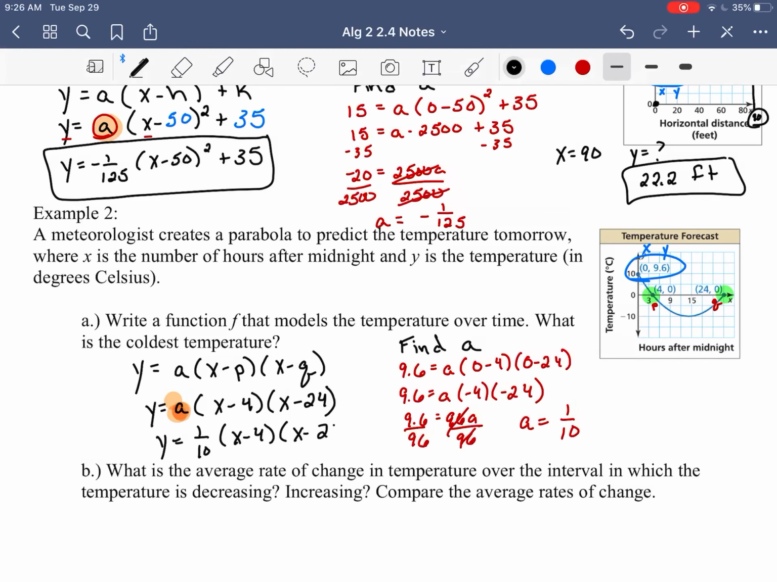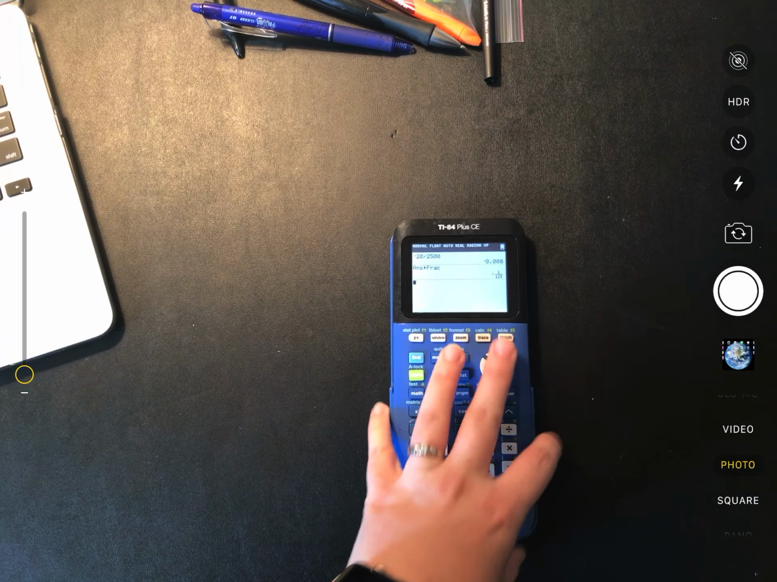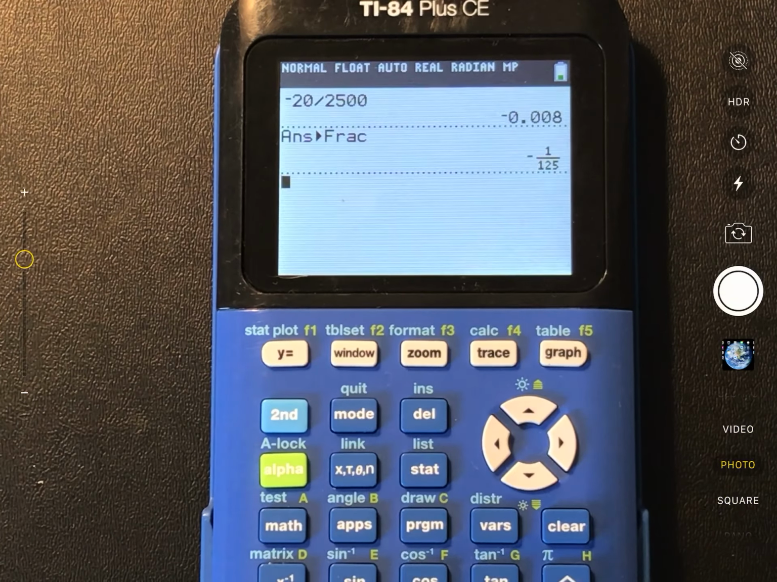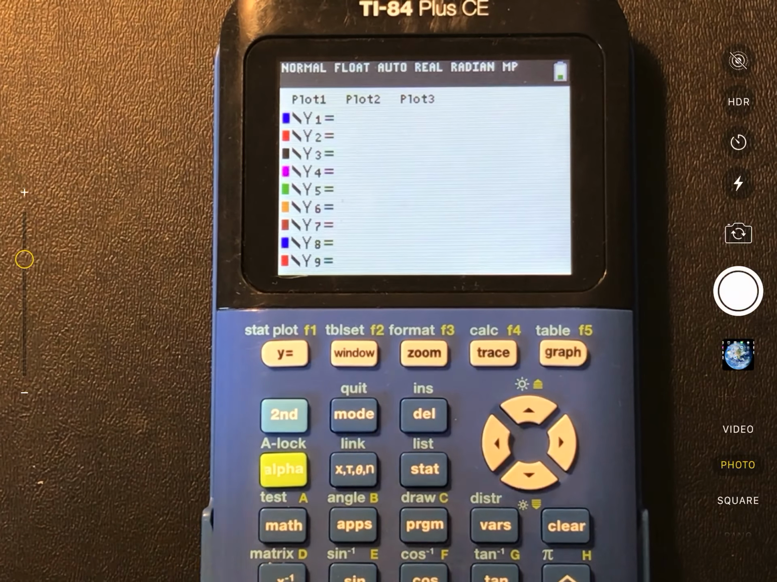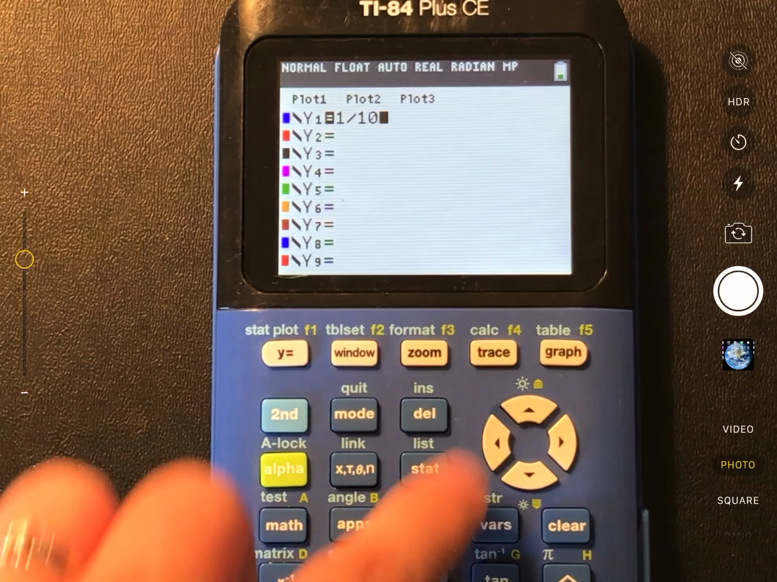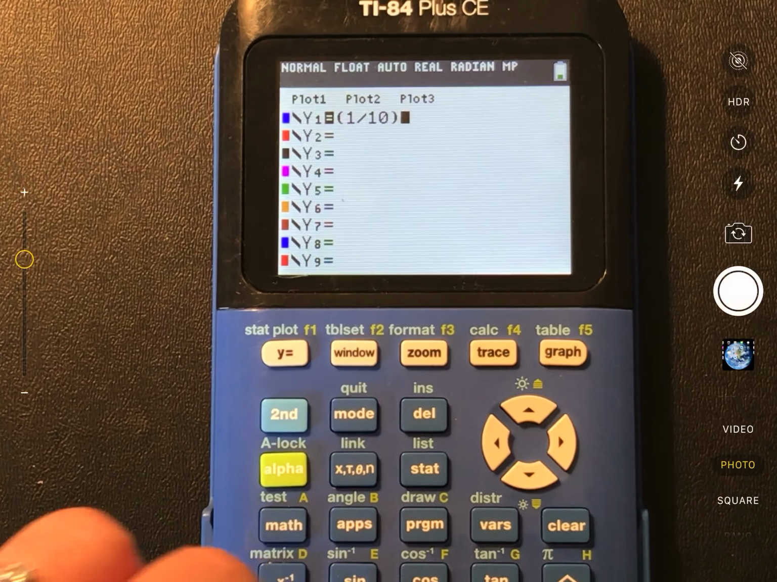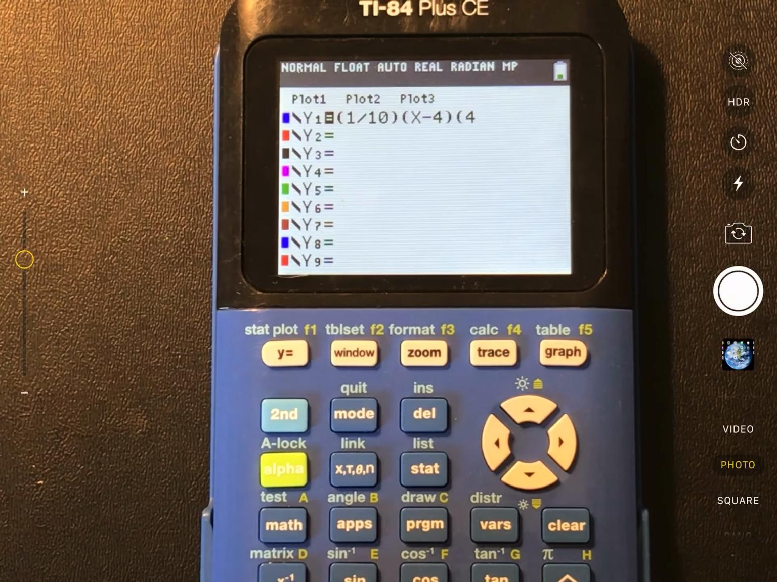Okay, and I guess I should have noted in the last one, we can always check our work on these by looking at the graph. So I'm going to look at the graph using my calculator, but you can also do it using Desmos. Okay, so here it was 1/10. I should probably put the parentheses: (x minus 4)(x minus 24).